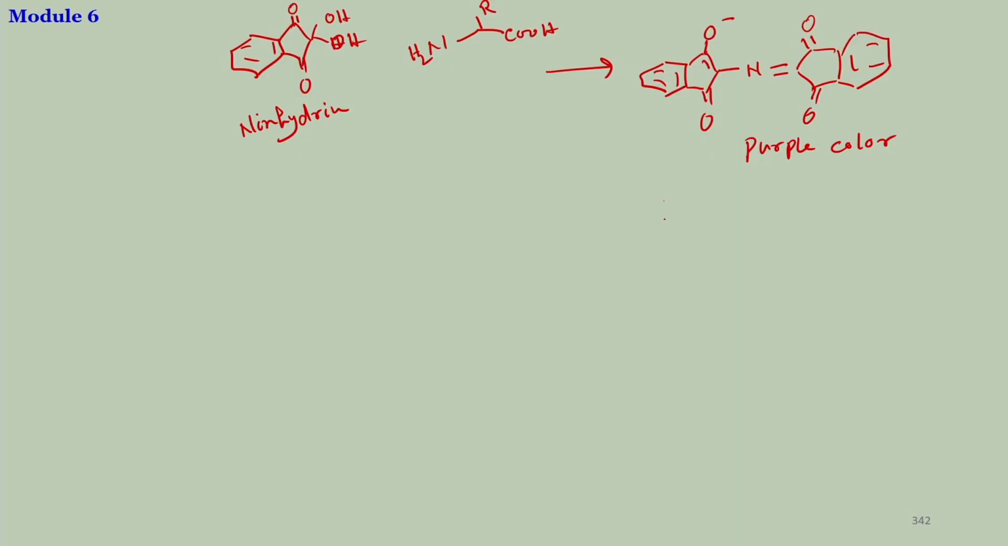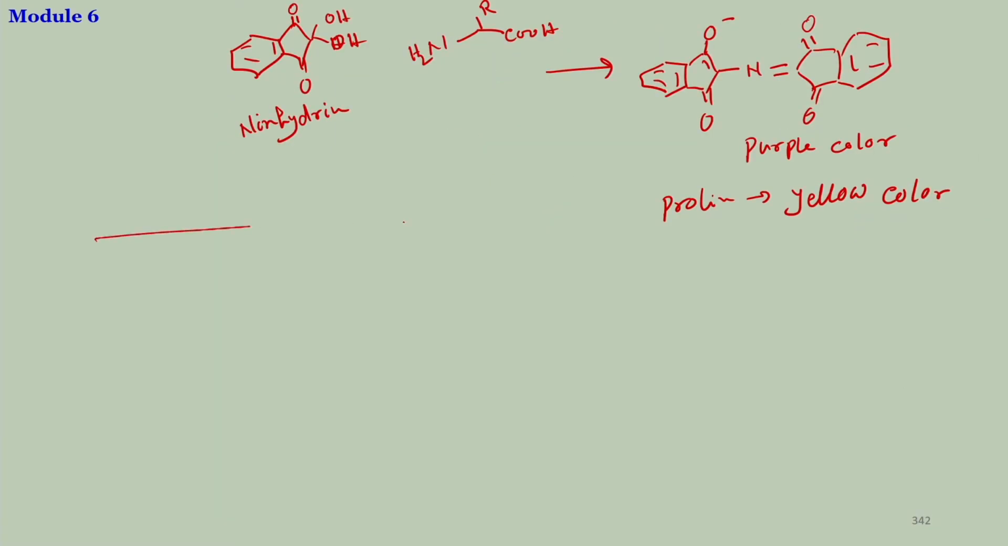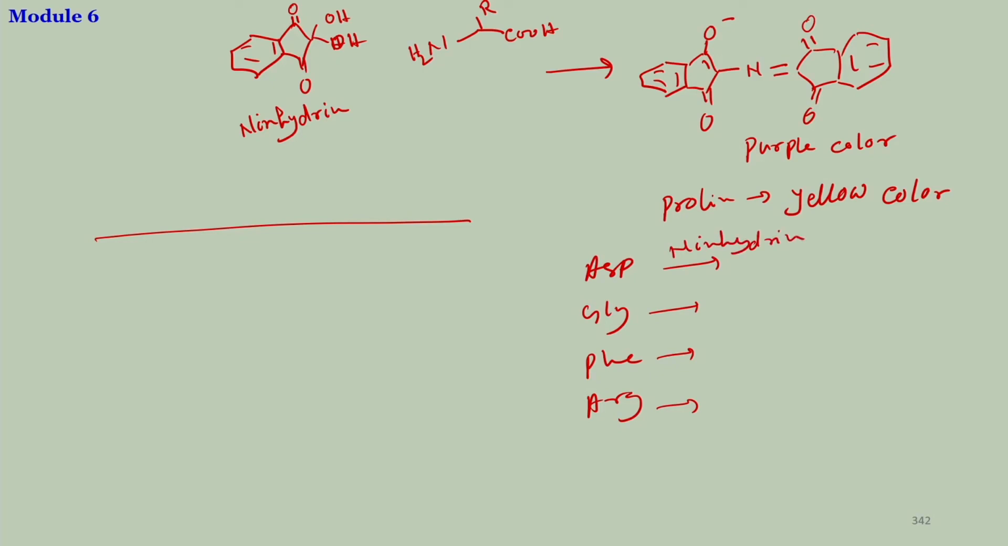Except proline, which gives yellow color, orange to yellow color. So, basically you get colored compounds. When you treat the amino acids with ninhydrin, you get the colored compounds. So, what is done is, once you have this profile and separate them, I will write the profile again. So, you have separated aspartic acid. Now, you have all the separations there. You have glycine, you have phenylalanine, you have arginine and all this. So, each of them are now treated with ninhydrin and you get a color.